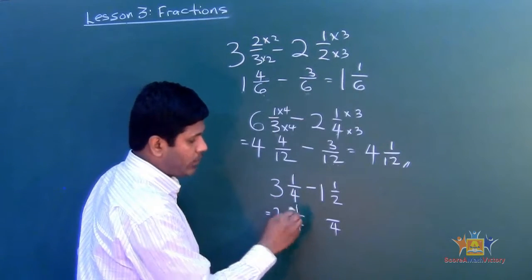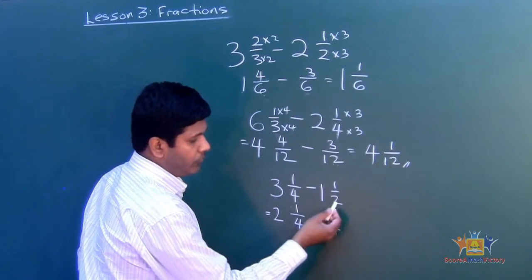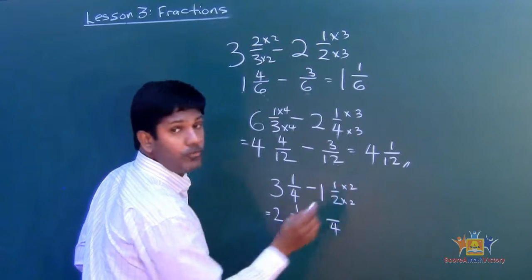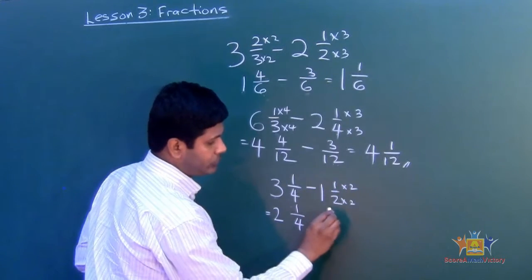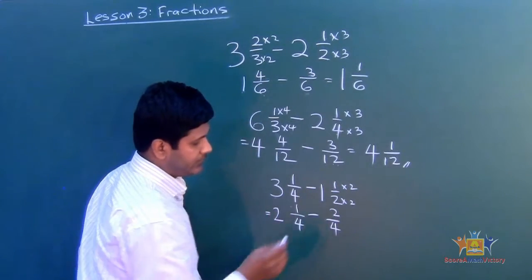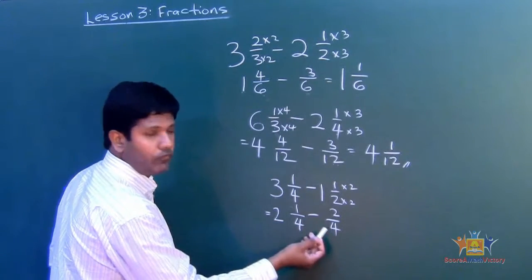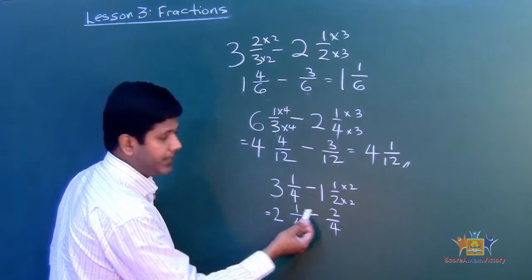So I'm just going to bring the 1 down. How do I go from 2 to 4? I multiply this by 2. That means I'm going to multiply the numerator also by 2. So 1 times 2 is 2. I'm going to bring the minus down. But look at this. 1 over 4 minus 2 over 4. The 1 is smaller. I cannot subtract.